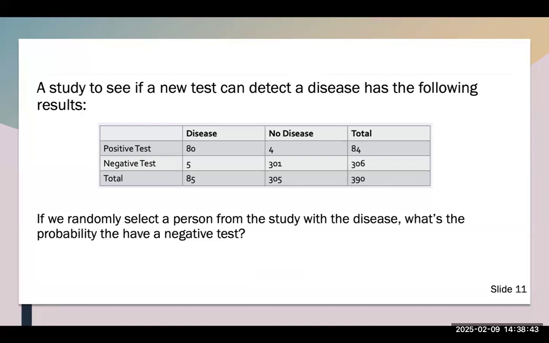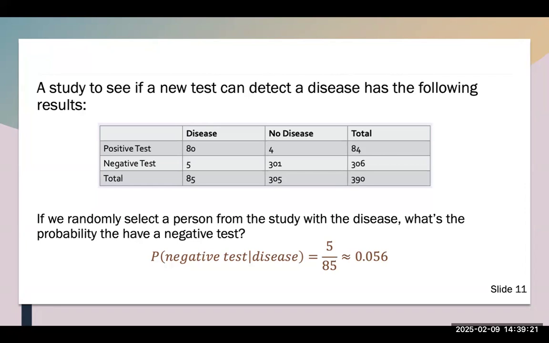If we randomly select a person from the study with the disease, what's the probability they have a negative test? Okay, so it is a given that the person we've selected has the disease. So instead of focusing on the 390, we're focusing on the 85. We know they have the disease. Now that we know they have the disease, only 5 people have a negative test. So given that they have the disease, the probability they have a negative test is 5 out of 85, or 0.056.